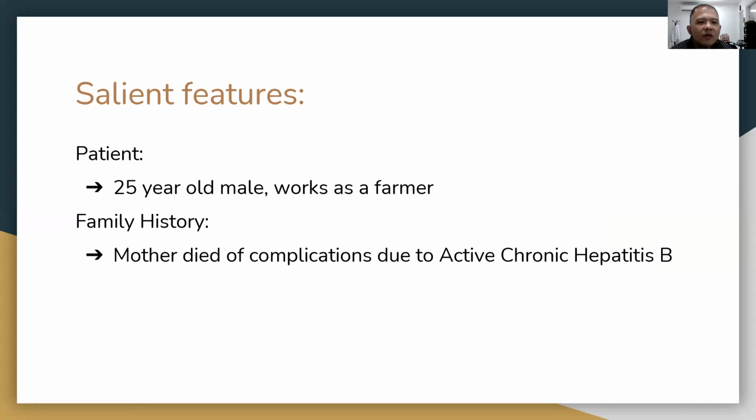So how would you differentiate a carrier phase and a reactivation phase? You have to get the SGPT or ALT and the DNA. Same for the first case, which is either immune tolerance or immune clearance. How would you differentiate? It's again SGPT and DNA. Any questions?